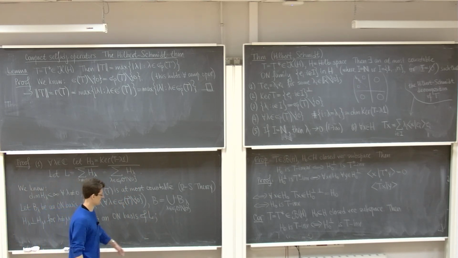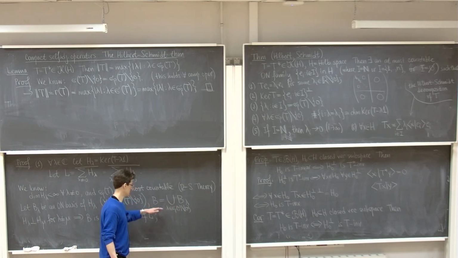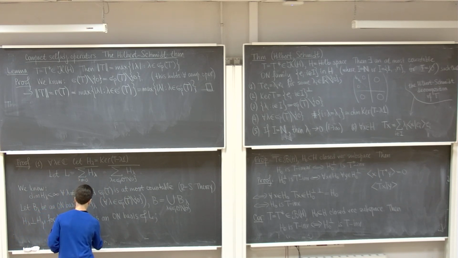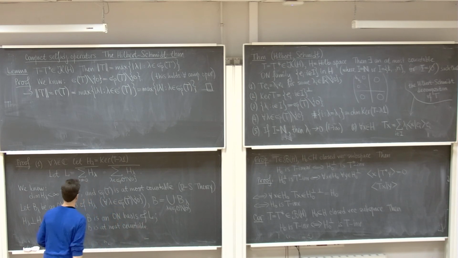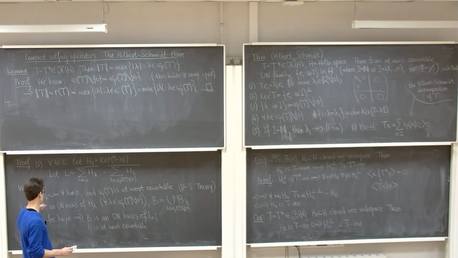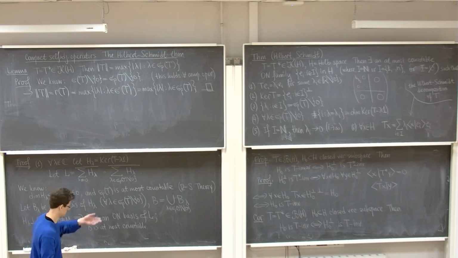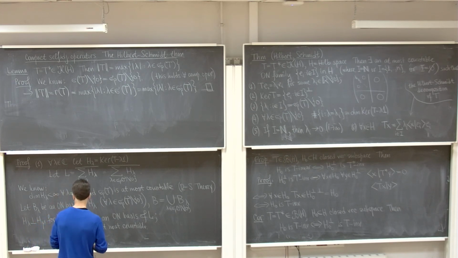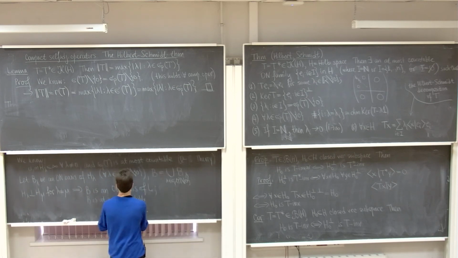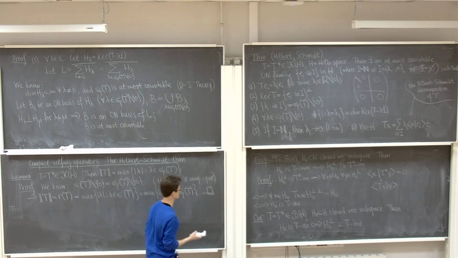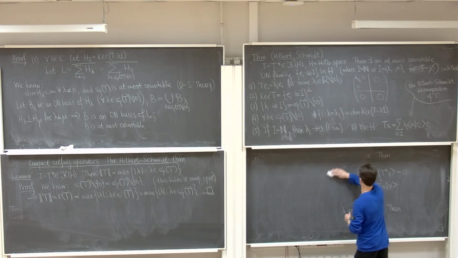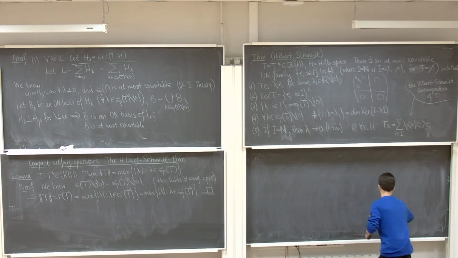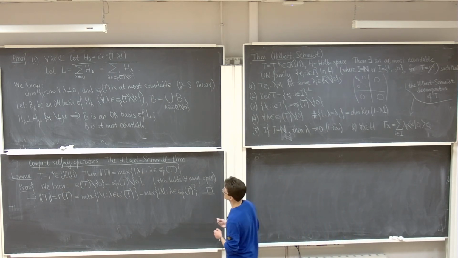And finally, since each B lambda is finite and the point spectrum is at most countable, we conclude that B is at most countable. Why is B lambda finite? B lambda is finite because it is a basis of H lambda, and H lambda is finite dimensional. So we take the union of countably many finite sets. Okay, so B is at most countable.